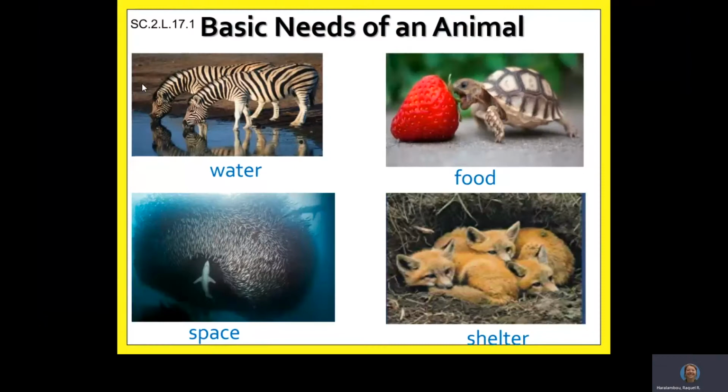So a basic need of an animal: we need water, food, space, and shelter. So why would we need space? Would we be able to live in a small place where we couldn't move? Why do we need shelter? Would we be able to live outside with nothing over our heads?